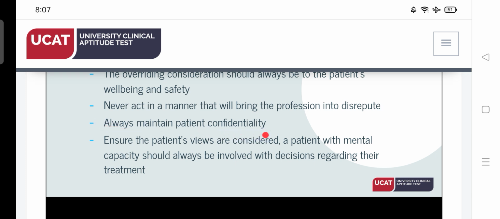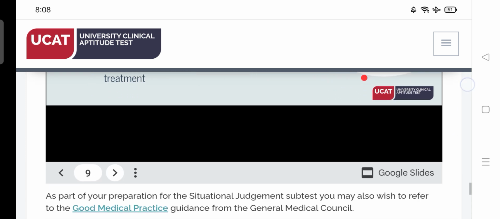Always maintain patient confidentiality. Ensure the patient's views are considered. A patient with mental capacity should always be involved with decisions regarding their treatment.